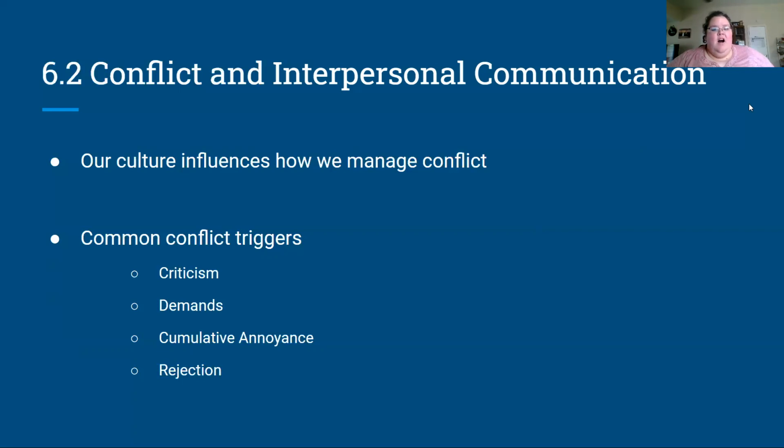There are some common conflict triggers that it's important to be aware of. If you can identify what's causing the conflict, it's easier to get to the root of it. They're very common sense. So criticism, demands, and rejection are all very common. The last one is cumulative annoyance. So just somebody doing things over and over and over again that annoy you over time.